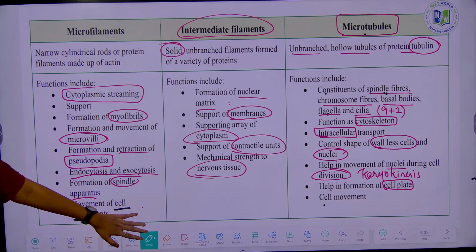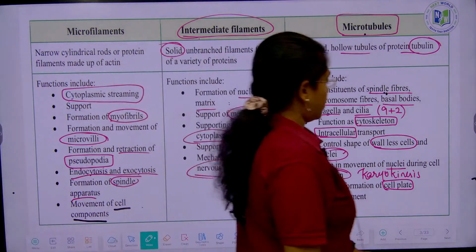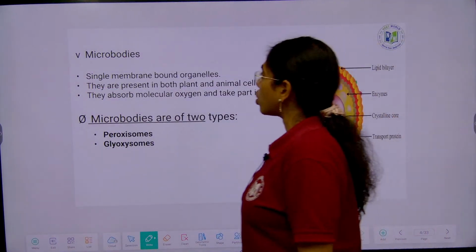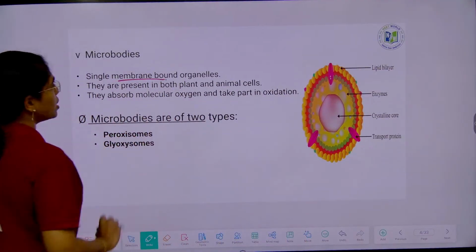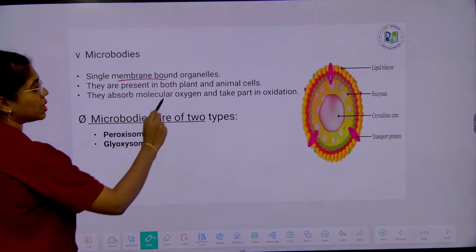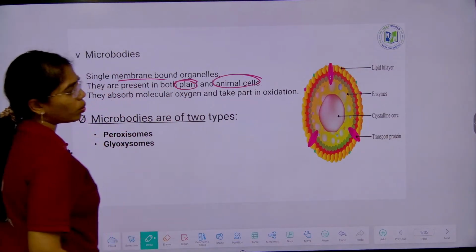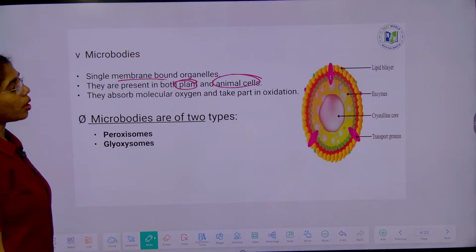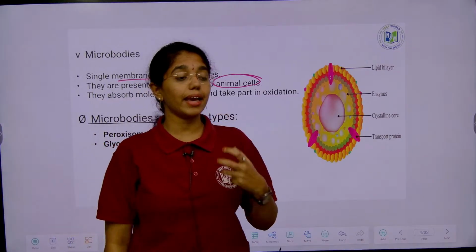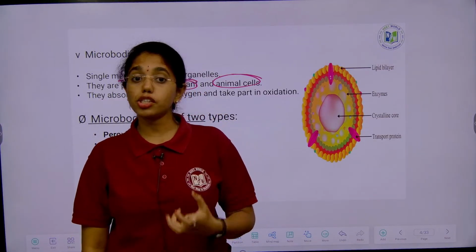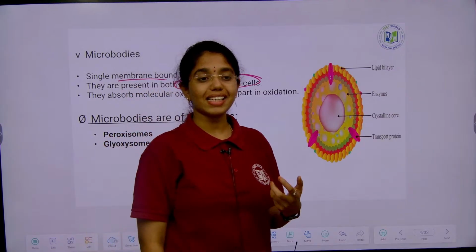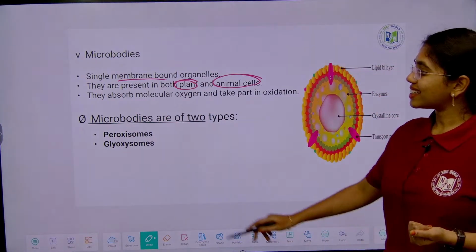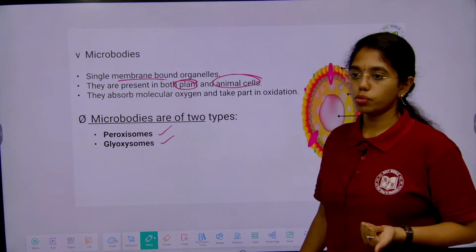Till here it is clear, right? Okay. Next is microbodies. Microbodies are single membrane bound organelles. They are present in both plant and animal cells. They are small membrane bound vesicles seen in the cytoplasm of both plant and animal cells. They absorb what? Molecular oxygen, and they take part in oxidation. They play a major role in oxidation, especially for oxidizing long fatty acid chains. Microbodies examples include peroxisomes and glyoxysomes.